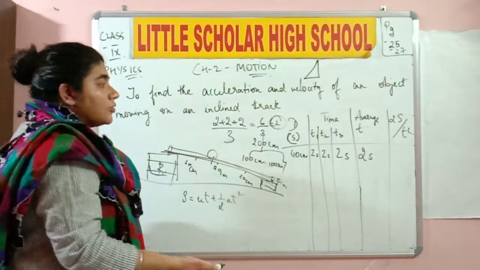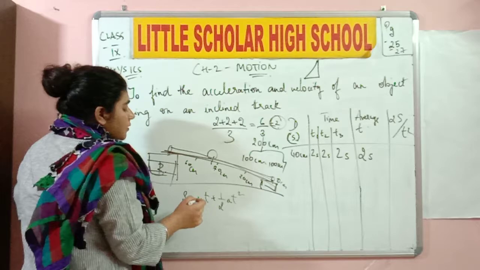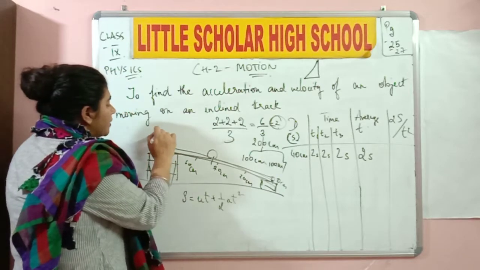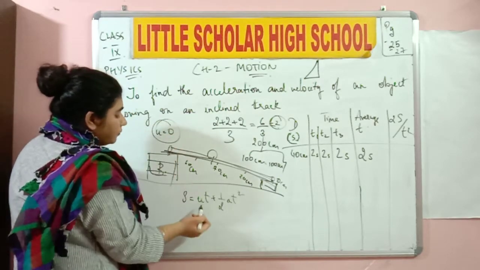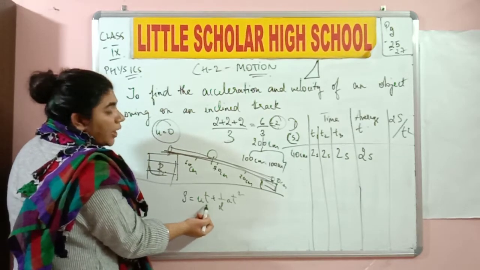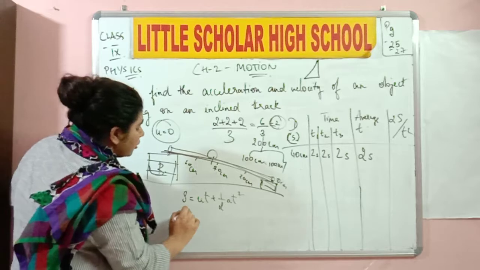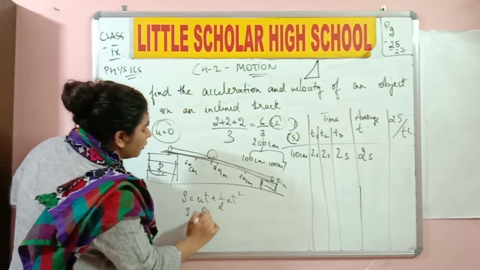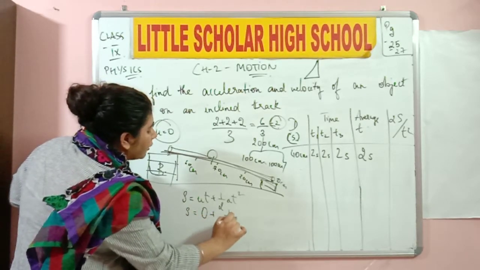Do you understand? So here, what I am going to do is, the initial velocity is going to be 0. So in place of u, I am going to write 0. 0 into anything is also going to be 0. So what am I left with? s is equal to 0 plus half at square.